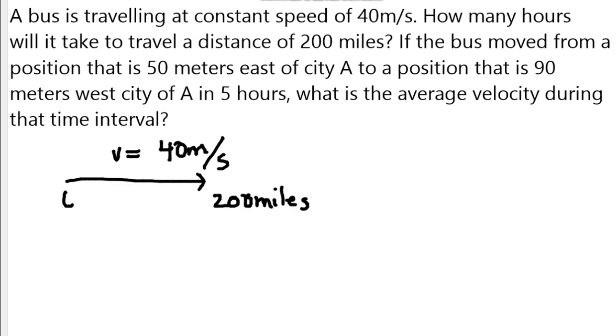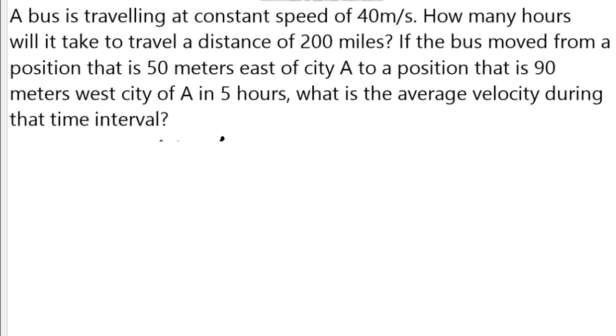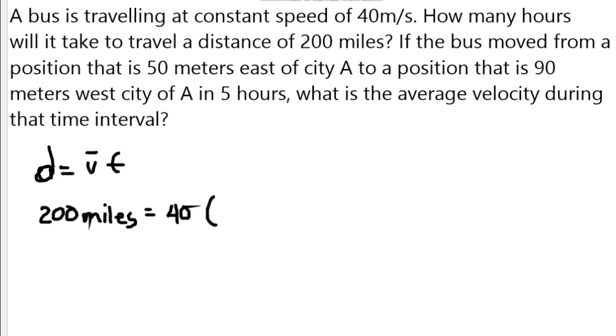So let's first calculate how many hours it will take to travel a distance of 200 miles if the bus is traveling at a constant speed of 40 meters per second. To calculate the time it takes, we're just going to use this equation: distance is equal to average speed times time. We have 200 miles as our distance and our constant speed is 40 meters per second. We're going to find the time.